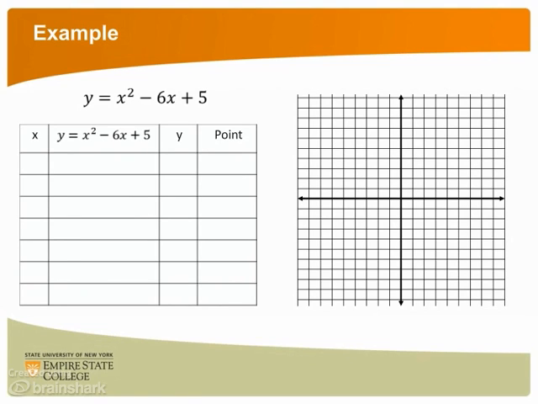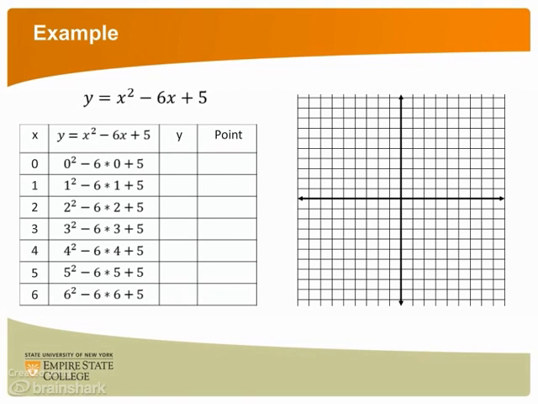Suppose we want to graph the function y equals x squared minus 6x plus 5. We need to select values of x to plug into the function. We choose the whole number values from 0 through 6. For each value, we plug that number in every time x appears. Finding the function value for x equals 0, we have 0 squared minus 6 times 0 plus 5, and so on for the other x values.